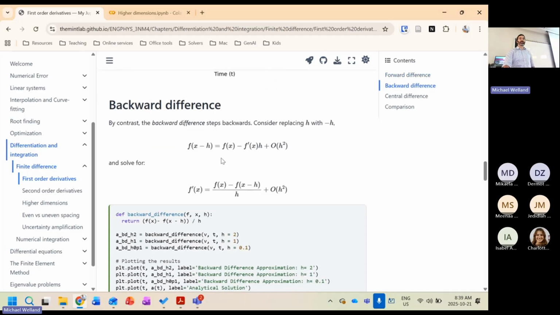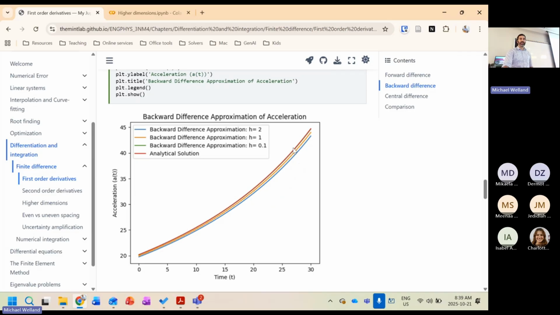Do the exact same thing for backward difference. Now you just flip all the signs, right? H gets replaced by minus h. Boom, boom, boom. You get down to this equation. You do the same thing, and now you get the opposite behavior, right? Red and green are overlapping here. That's as exact as you're going to get within numerical error, right? And you start off with 2, 1, 0.1, and that has the exact opposite behavior.